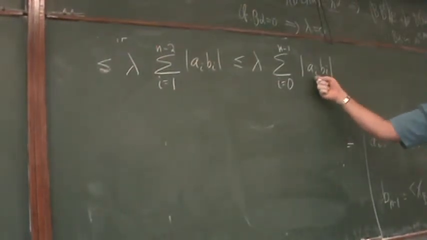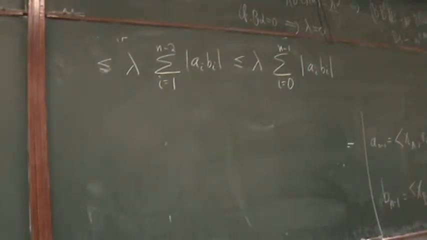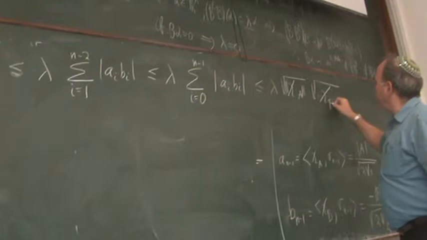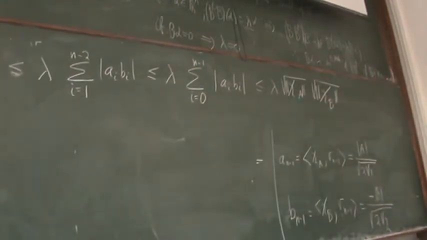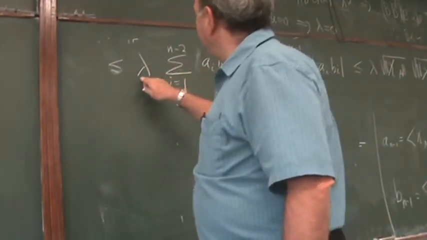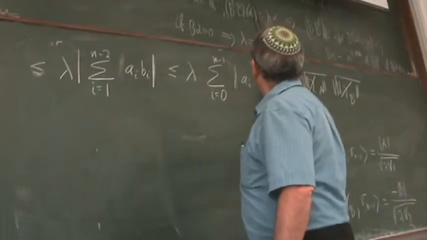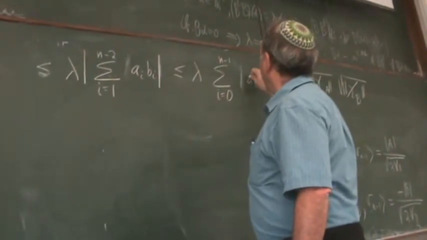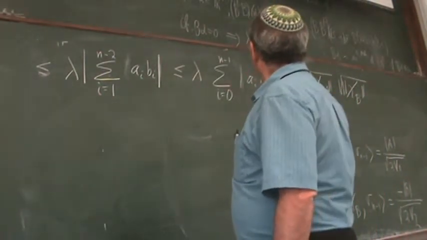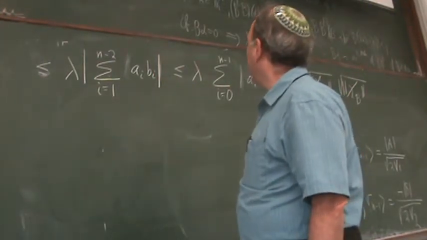Cauchy-Schwarz tells us this is the inner product of A_i and B_i, so this is at most lambda times the norm of A times the norm of B. Well, I have to be a bit careful maybe here. I have to get lambda out, but keep this like that still. It doesn't matter because... I don't know that the A_i and B_i are positive, so I have to be a bit careful, no? You could take the absolute values anyway when you compute the norm.